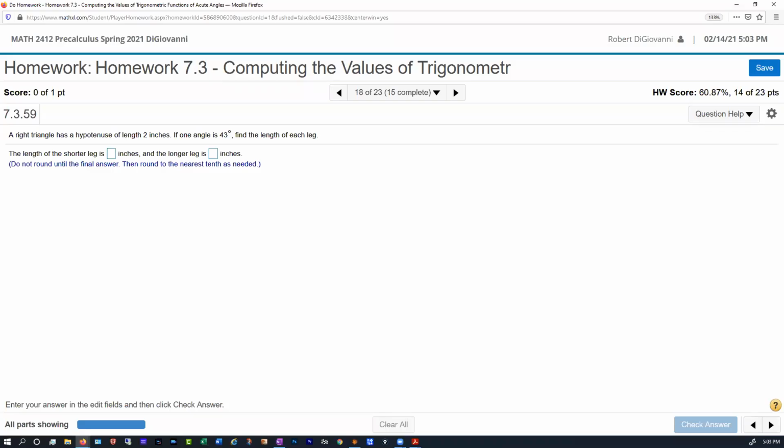All right, so for this next one, it tells us we have a right triangle that has a hypotenuse of length 2 inches. So here's a right triangle. We have a hypotenuse that has a length of 2 inches, and one of the angles is 43. So we know it can't be the right angle. It's got to be one of these. So I'm just going to label this one 43 degrees. And it wants to find the length of each leg. So I'm going to call this side A and this side B.